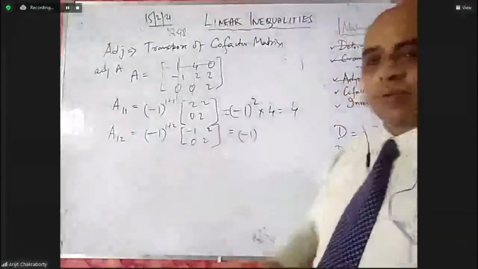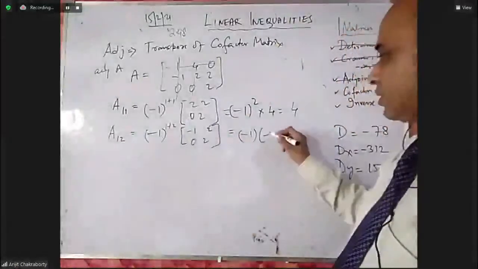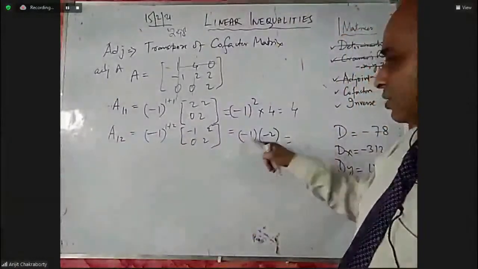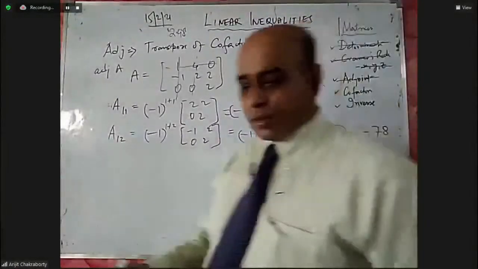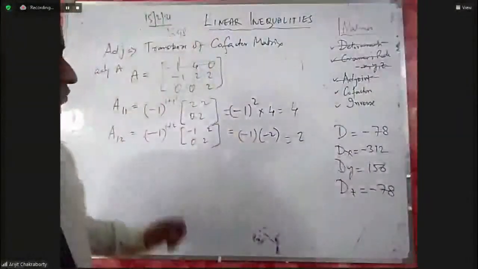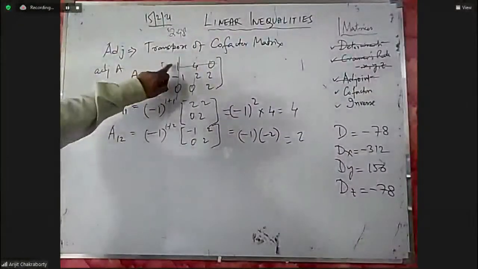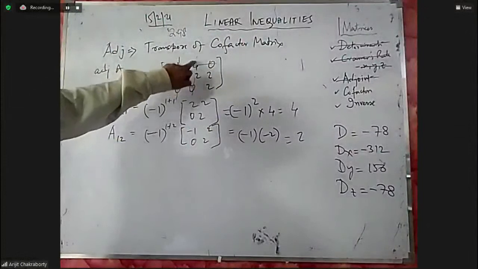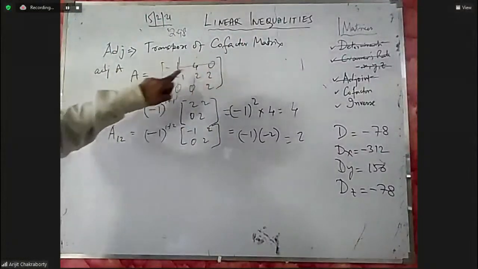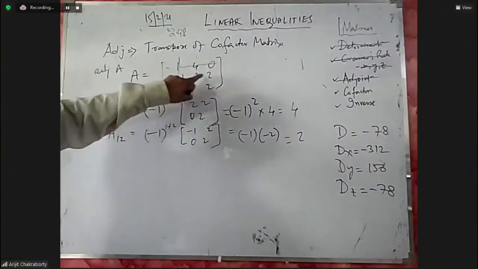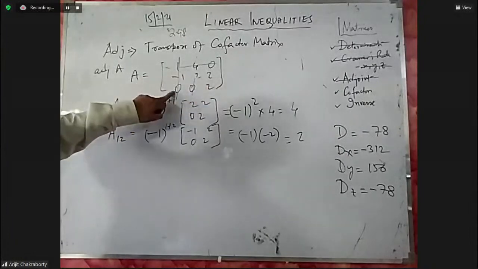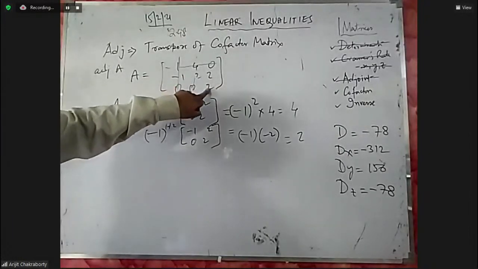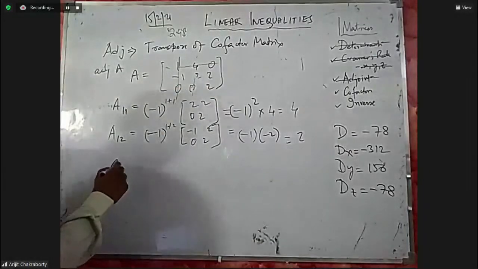Minus 2 into 0, that is 0. So I get minus 2. Minus 1 into minus 2 is 2. In this way, if you carry on, this is A11, A12, A13. Then you have to take A21, A22, A23, A31, A32, A33. Let me take A33 as the last example.